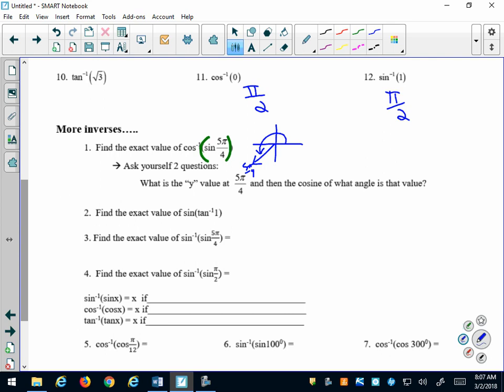That's that spot on the unit circle. What is the sine of that? Well, remember, sine is the y value, so is it positive or negative? Negative, and it's negative root 2 over 2. So, what is the y value at 5 pi over 4? It's negative root 2 over 2.